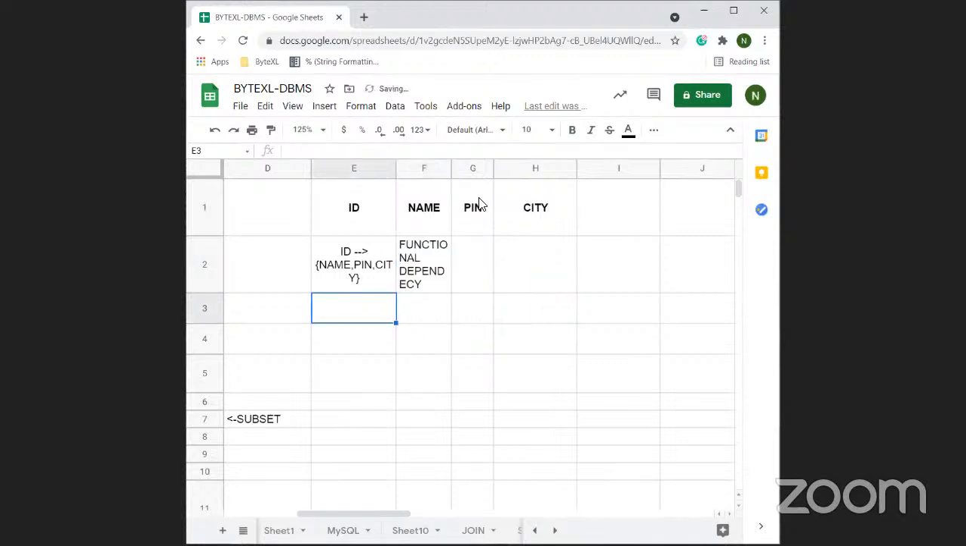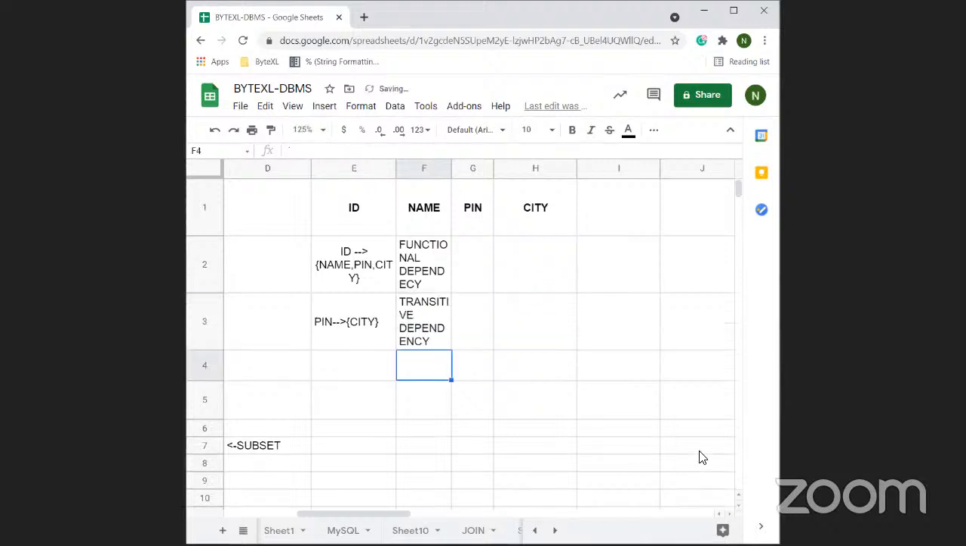Then also there is one more relation here. If I give you PIN, at least you can give me the city, definitely. Therefore, again, this is some sort of dependency. The dependency is called transitive dependency. Why is this name different?